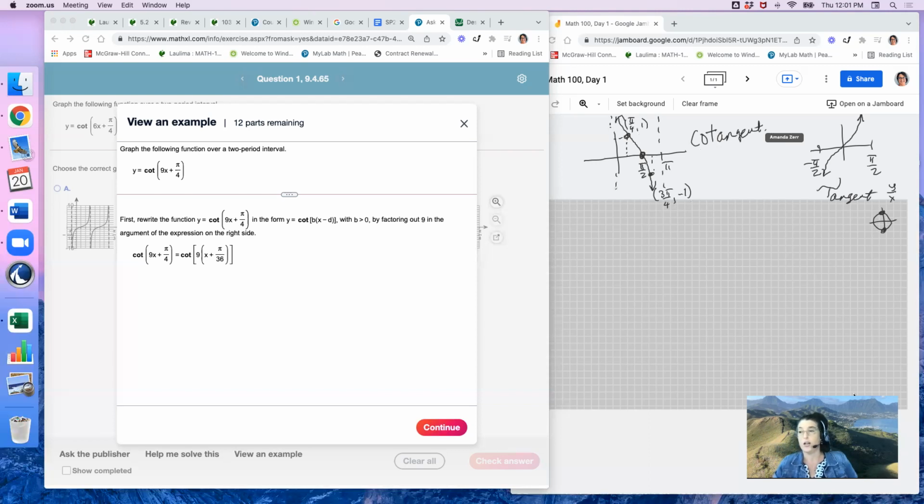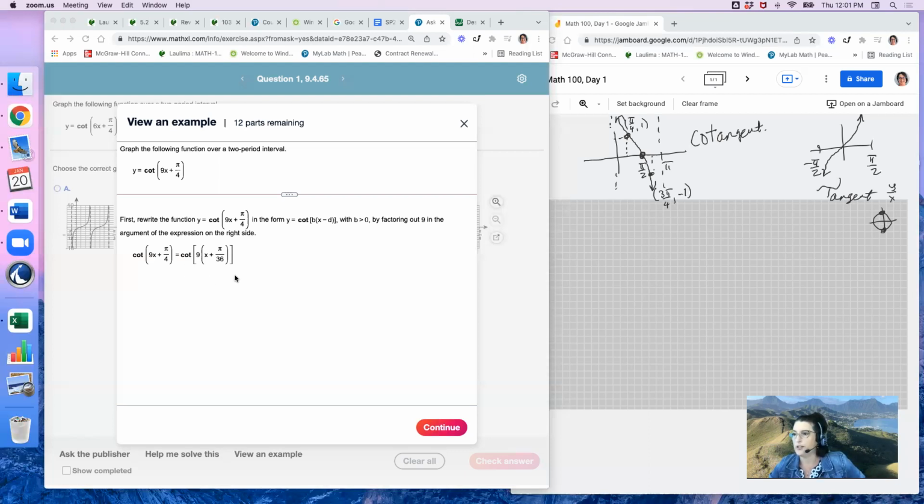All right, now in this example, it's going to be affected by the 9 coefficient of x and then the plus pi over 4, that constant. So the easiest way to come up with a new graph is let's just figure out where our new asymptotes are, and then we'll find the midpoint and then the midpoint of the intervals to get our key points.